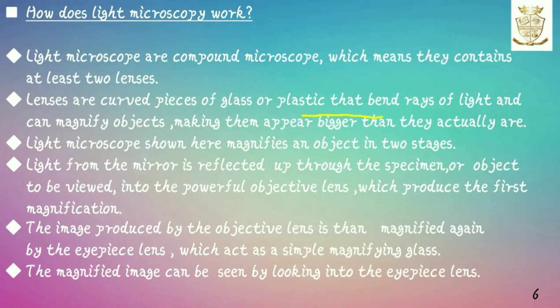The light microscope shown here magnifies an object in two stages. Light from the mirror is reflected up to the specimen, or the object to be viewed, into the powerful objective lens, which produces the first magnification. The image produced by the objective lens is then magnified again by the eyepiece lens, which acts as a simple magnifying glass. The magnified image can be seen by looking into the eyepiece lens.